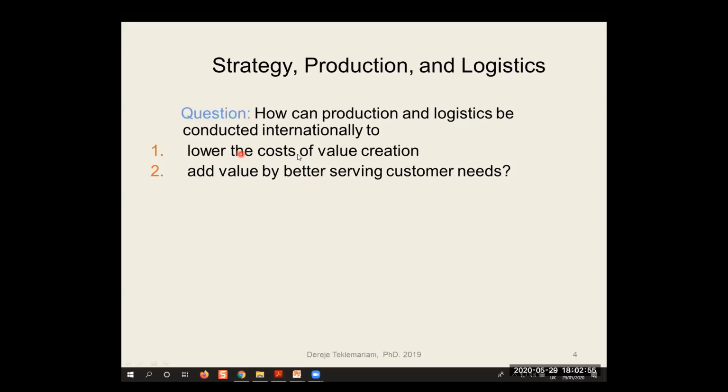So, lowering the costs of value creation and adding value by better serving the customer. This is a key issue, by the way. This is the fundamental issue in supply chain management, whether it's an international relations course, an international business course, our production course, or even a supply chain course. So anyway, this is a key issue that we need to answer.